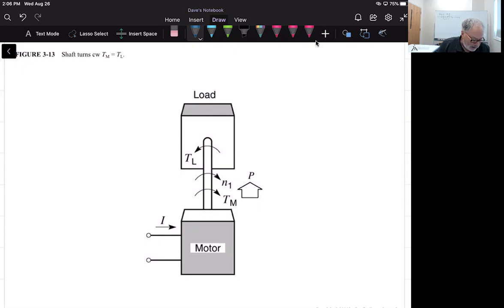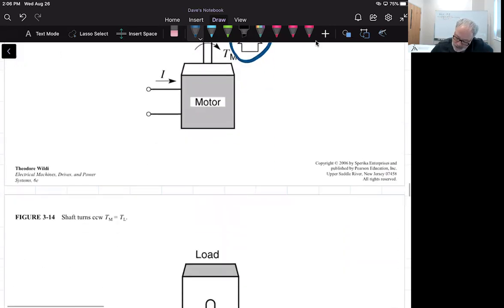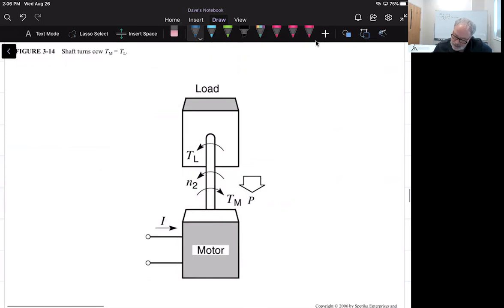Now, let's take this to another different situation. And notice too, we'll be talking about this a lot in this course: power is flowing from the motor to the load. All right, now let's go to the last figure here that talks about this. This is figure 314. In this case, we're going to reduce the current so that now the torque of the motor becomes less than the torque of the load.